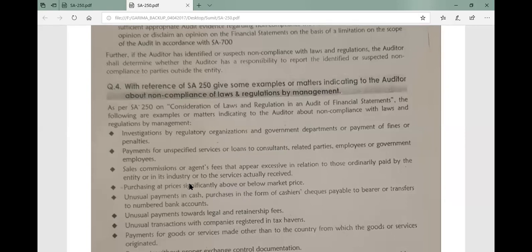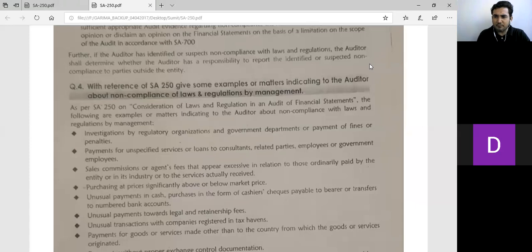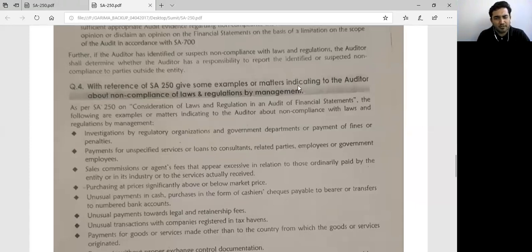So for unusual payments in cash, you have to ensure that high amounts of payments are not made by cash. Apart from high payments of cash, you will also have to ensure that they are not by bearer checks and they are not transferred to numbered bank accounts, right? I hope that is clear to you. Okay. Let me see if there is one more doubt.